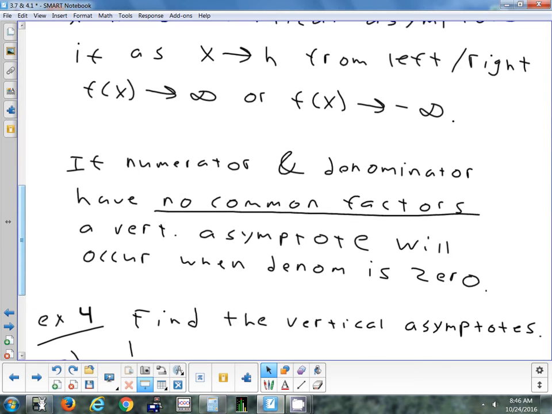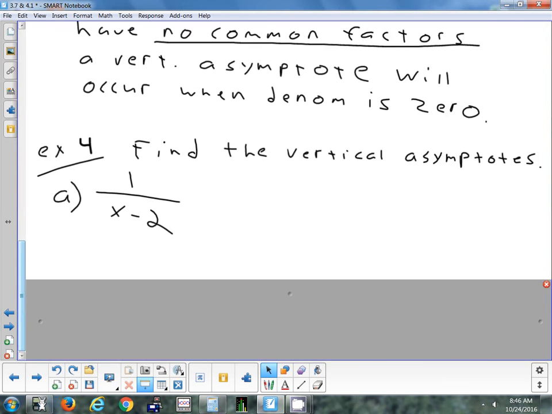All right, so let's see if we can find our vertical asymptotes here. Look at the denominator, find the roots, and then ask yourself, do I have a common factor in the top and in the bottom? If no, then the root is a vertical asymptote. So Grayson, what's the root of the denominator here? 2. Do I have a common factor in the top and the bottom? No. Then 2 is a vertical asymptote. If I had an x minus 2 in the top, it would not be.